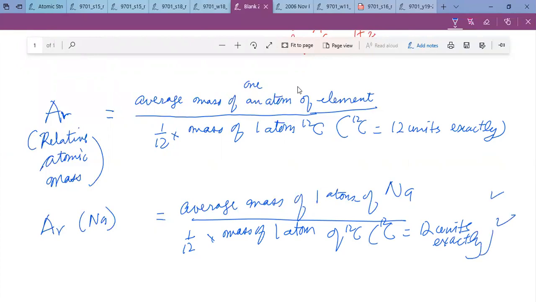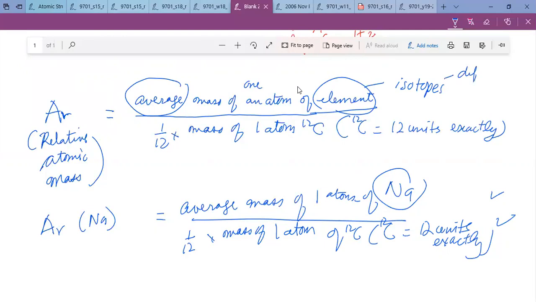I'll show you the marking scheme as well. Now remember, that is how they answer it. Now let me explain first why they use the word average. Average because in every element, there are bound to be isotopes. Isotope means what? Same protons, different neutrons. It means different masses.